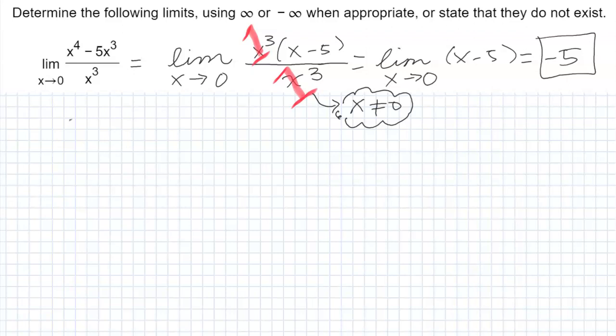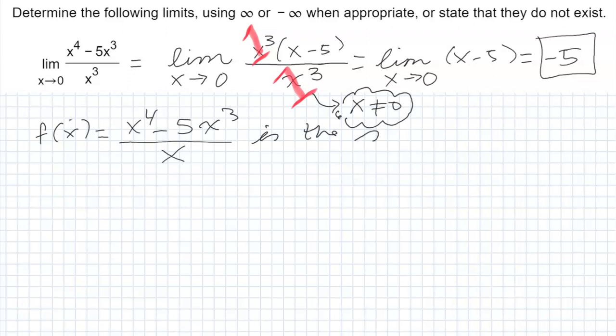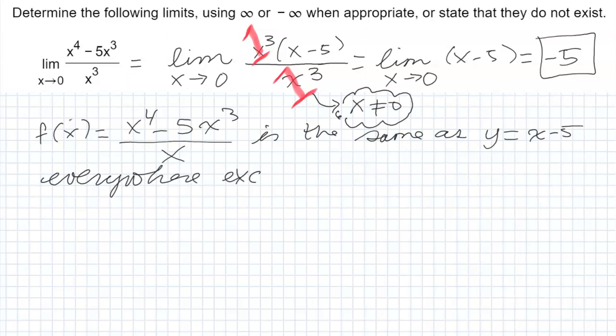Now, what we are saying is the function, in this case, f of x equals x to the 4th power minus 5x to the 3rd, all divided by x, is the same as the line y equals x minus 5 everywhere except at x equal to 0.